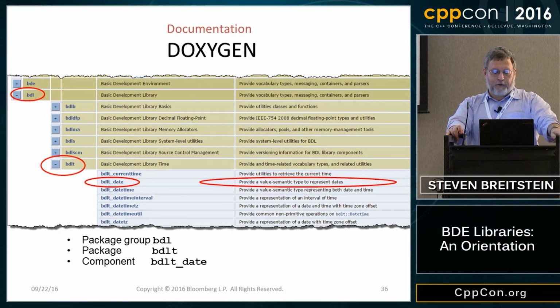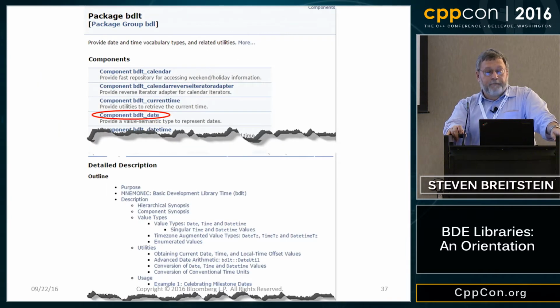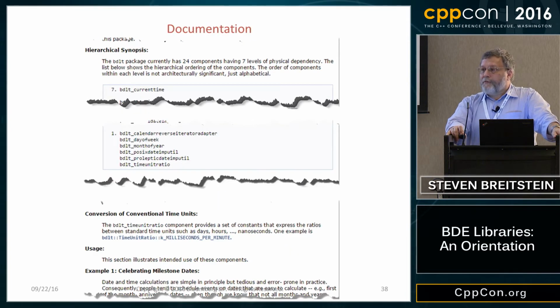Here we did a search for date, and we can see the date is part of the BDLT group package and part of the BDL group. The things circled on the left are all links. So for example, if you click on BDLT, you'll get a view of that entire package. We'll list all the components in it. We'll show the hierarchy of the components.